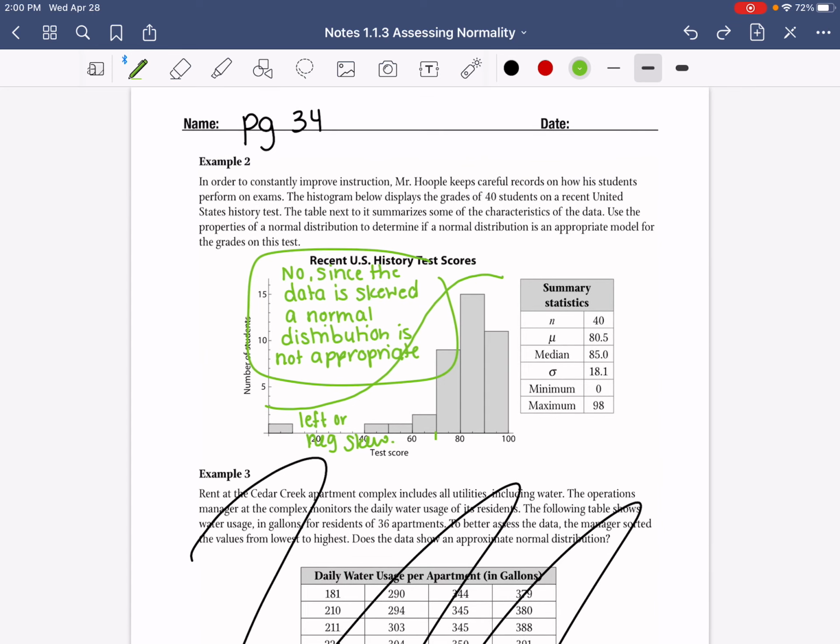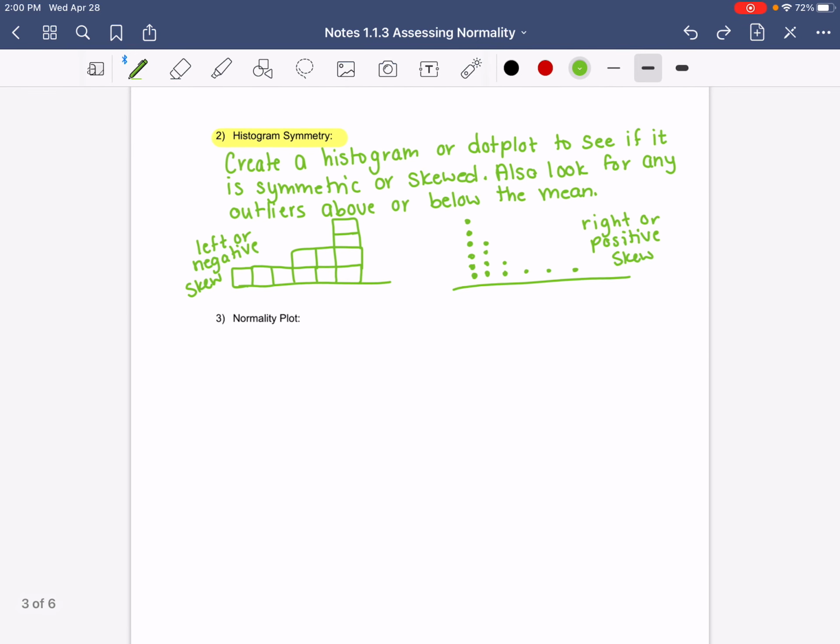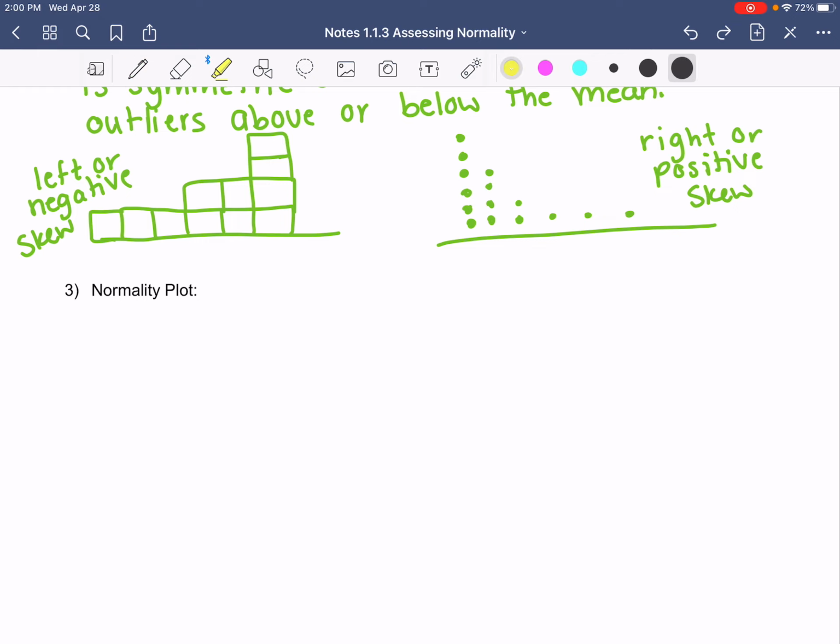We're going to skip example 3. We're going to talk about our last way to assess normality, and then we'll do one more example of it. Okay, so let's go back to our little notes page. And our last one is something called a normality plot.